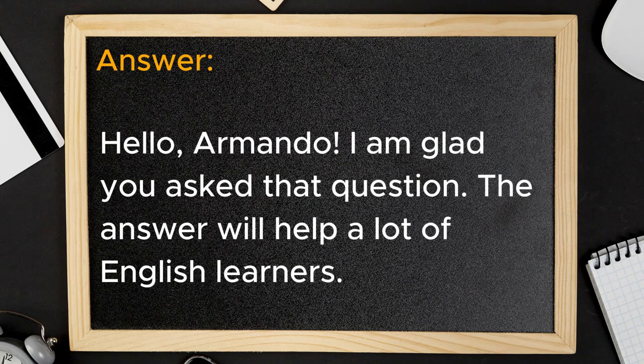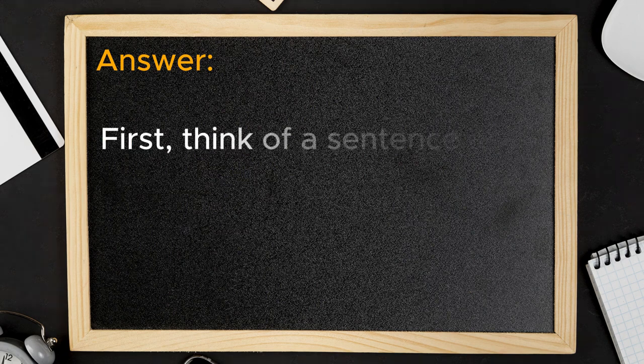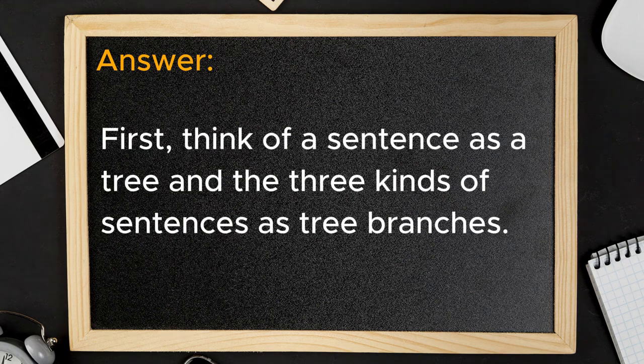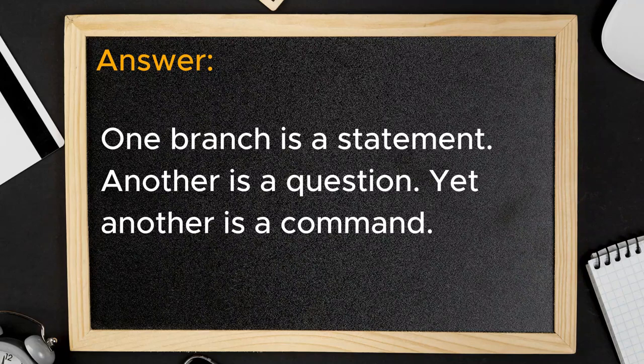Hello, Armando. I am glad you asked that question. The answer will help a lot of English learners. First, think of a sentence as a tree and the three kinds of sentences as tree branches. One branch is a statement. Another is a question. Yet another is a command.